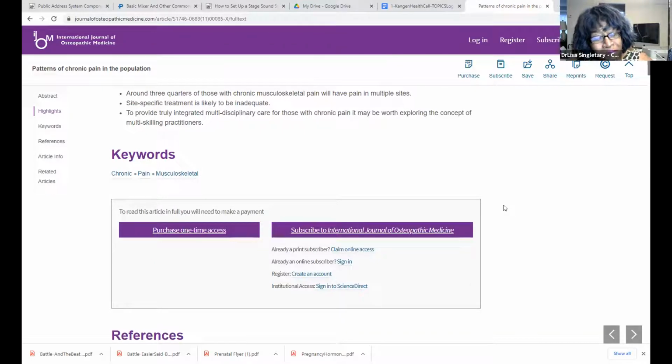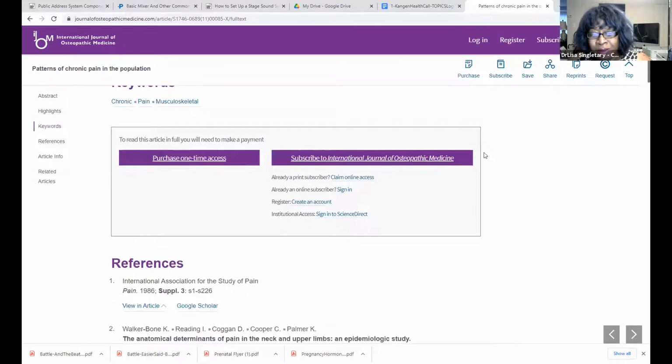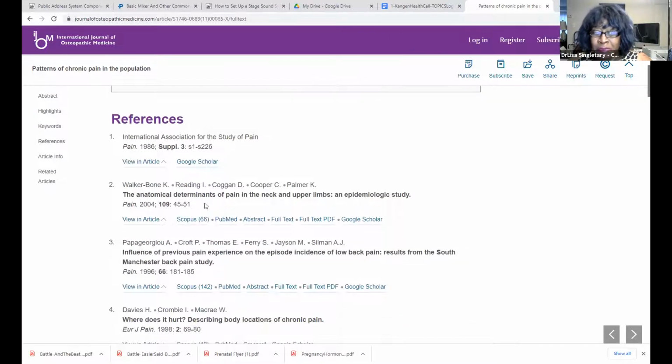Now, the abstract, like I said, we don't have the whole article, but listen, this article, I always look at the references, and I would encourage you, if you have any interest in the topic of chronic pain, pull up this article and look at the references, because a lot of the references you can access.